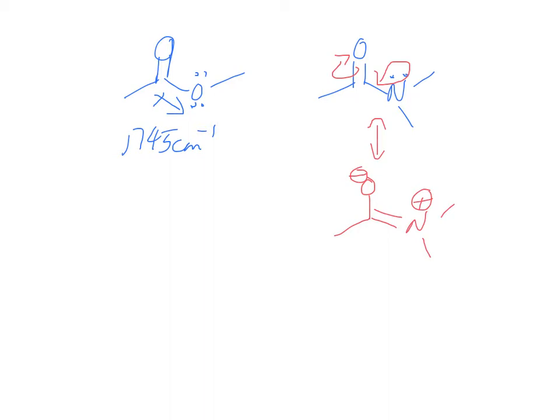And so back to the IR part, about 1695 or maybe even lower for amides, right? Because just like this has double bond character, the CO double bond now has some single bond character. So it's all back to electronegativity, right? And resonance for this.